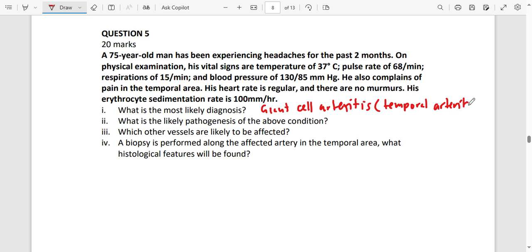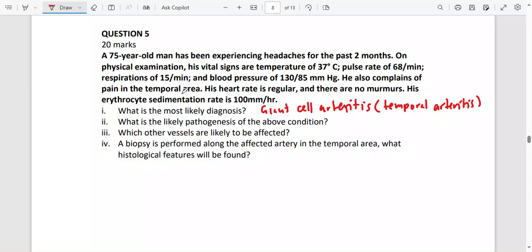So how did we tell that it is giant cell arteritis or the temporal arteritis? Anyone that can help with that? How did we tell? How would you tell that this patient has got giant cell arteritis and not any other condition from the given data?